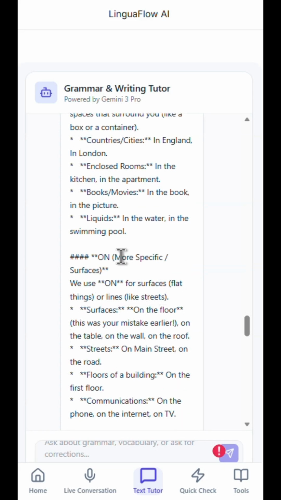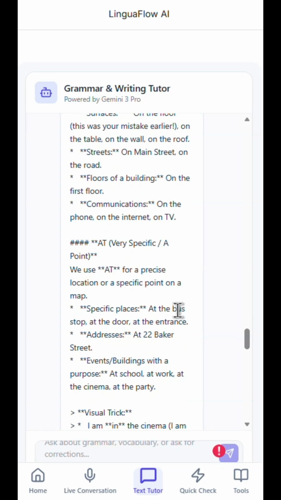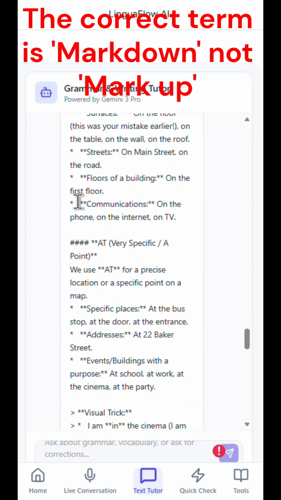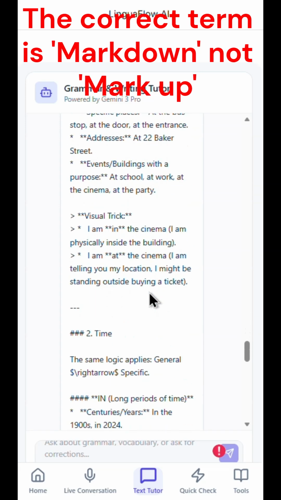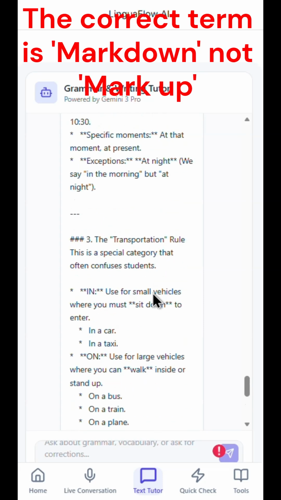On: more specific, surfaces. We use on for surfaces, flat things or lines like streets, on the floor, on Main Street, the floors of a building, on the first floor. But once again, you can see that it's using this markup with double asterisks, but it's not producing the word communications in bold. So it's quite long.